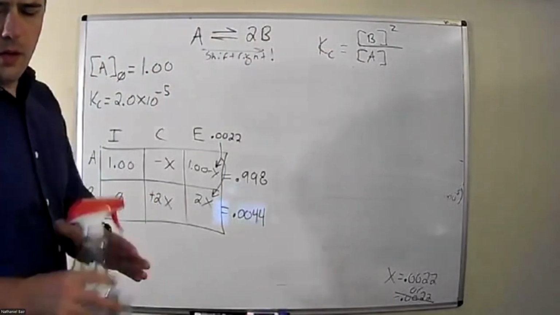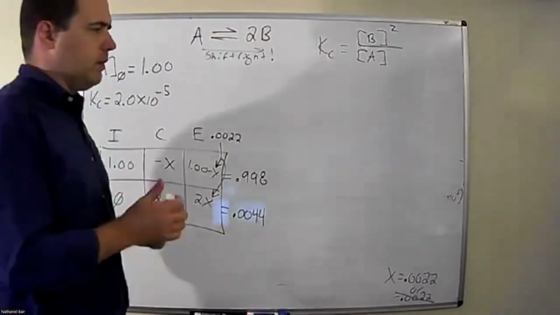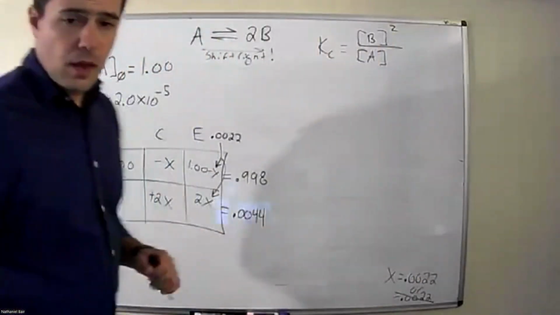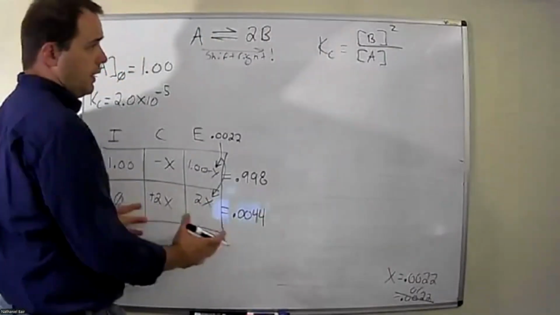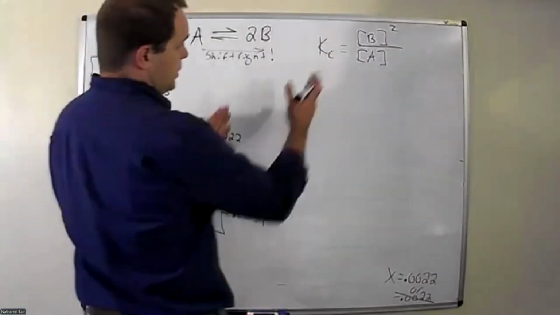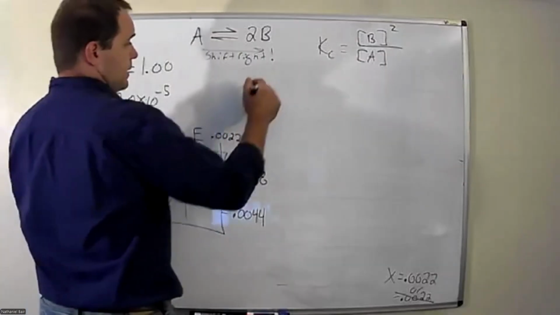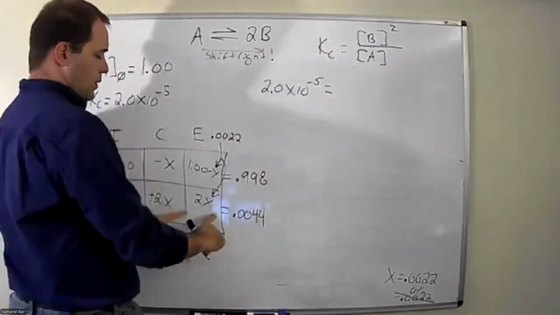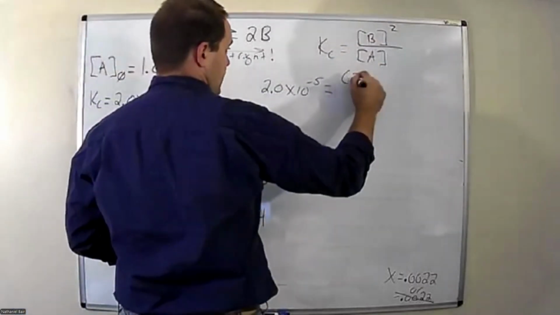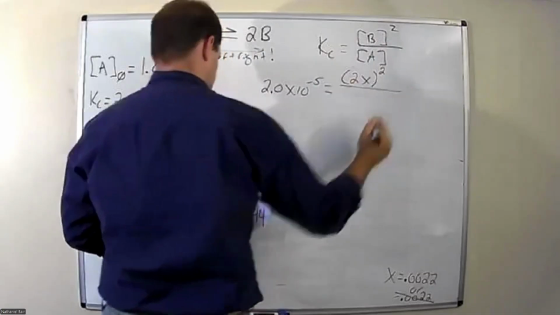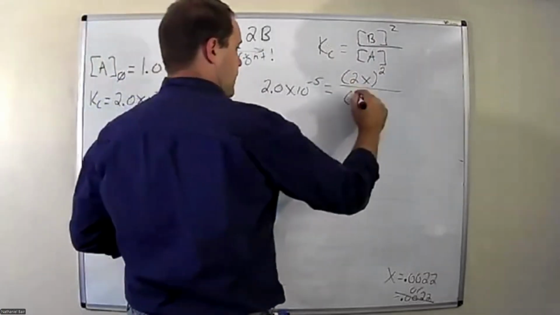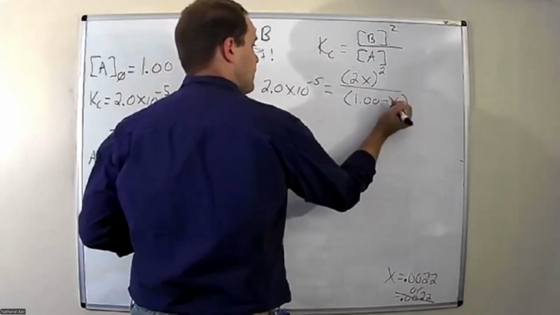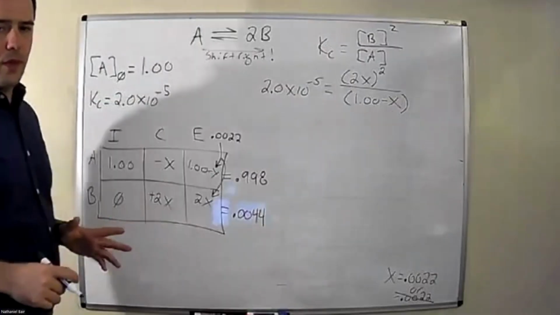Okay. If we go back to this point where we have our ice table, we have our mass action expression, if we plug this in, so Kc, 2.0 times 10 to the negative fifth, equals the quantity B squared divided by the A, like that. We go back to this point.